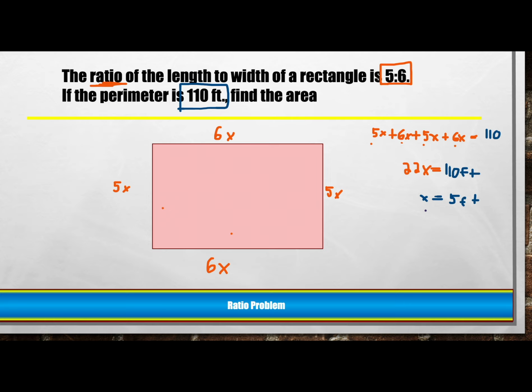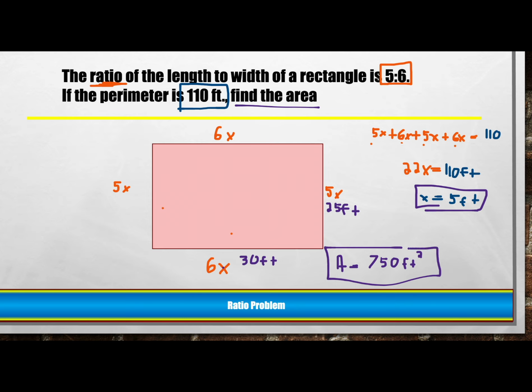So now that we know what x is, we can go back and plug x in. 5 times x, 5 times 5 feet, is going to give us a length of 25 feet. 6 times x, 6 times 5 feet, is going to give us a width of 30 feet. Now we know the length and the width, and we can use those to get the area. The area is just length times width. 25 times 30 comes out to 750 feet squared. So whenever you see ratio, the big thing is just to remember to do x.